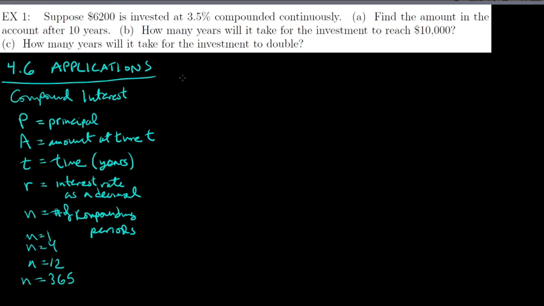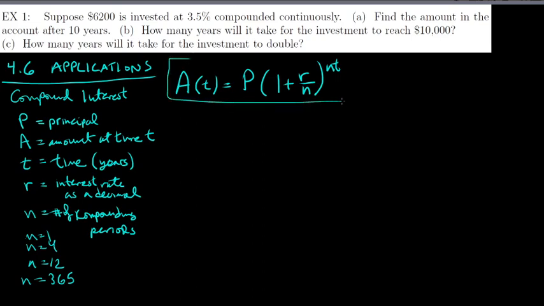So the formula for compound interest, the amount of money after t years, thinking about this as a function of t, is P times (1 plus R over n) raised to the nt. I don't remember if we did this in 4.3. I think we did, but here's a good reminder. Now this is if you're compounding n times a year.